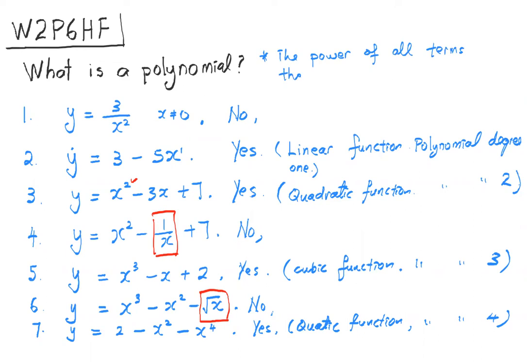that involve the two variables must be a whole number. Whole number, that means it can be from 0, 1, 2, 3, 4. Are you clear? Okay. So that is very important to know what is a polynomial.